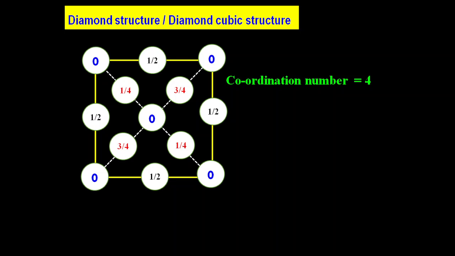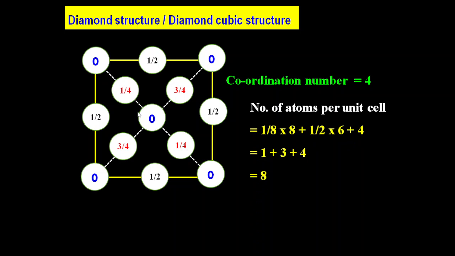If I want to calculate the number of lattice points per unit cell, you know that the contribution of a corner atom is 1/8, the contribution of a face-centered atom is half, and 4 atoms are inside the unit cell. So the total number of atoms per unit cell: there are 8 corner atoms, the contribution of each corner atom is 1 by 8, so 1 by 8 into 8, plus there are 6 face-centered atoms, the contribution of each is half, plus 4 atoms present inside the unit cell.